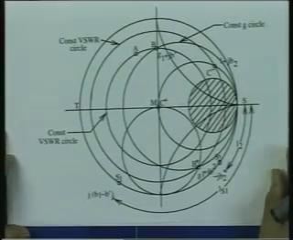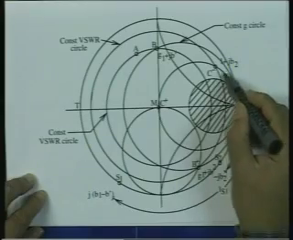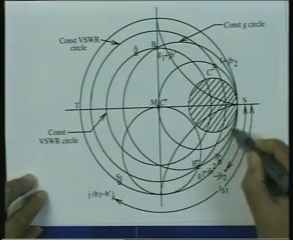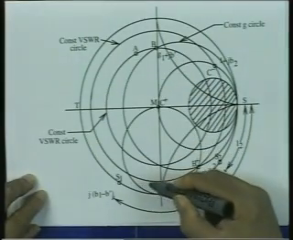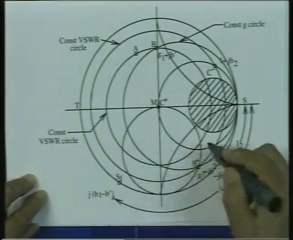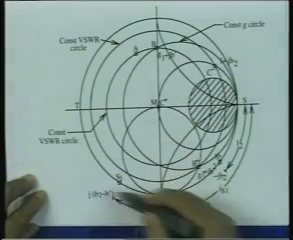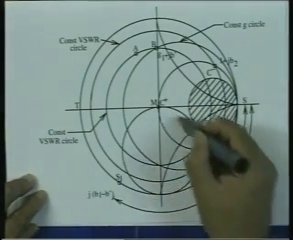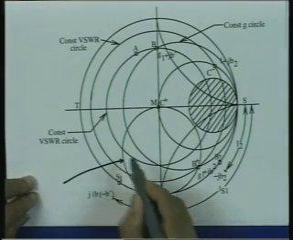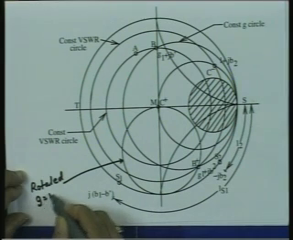So, the first thing we do in this double stub matching, the figure has many circles. This is the G equal to 1 circle in the Smith chart. If I rotate the entire circle by 270 degrees, which is 3 lambda by 8, away from the generator, that means in the anti-clockwise direction, I get a rotated G equal to 1 circle, which is this circle. So, this circle here is the rotated G equal to 1 circle.